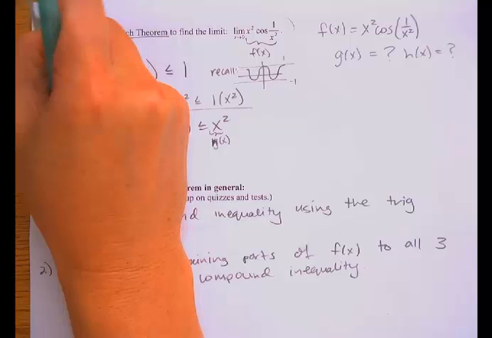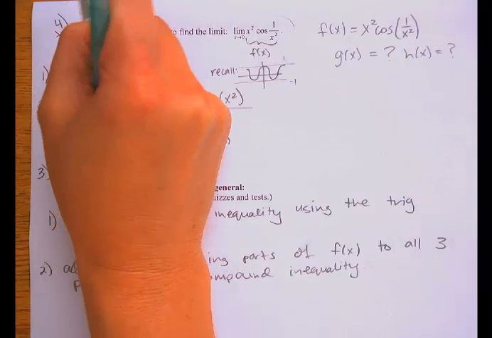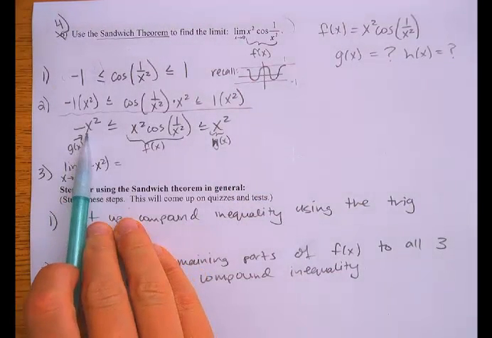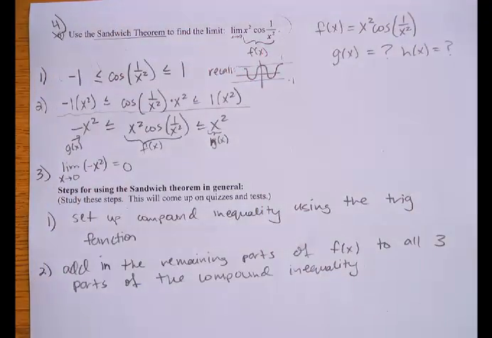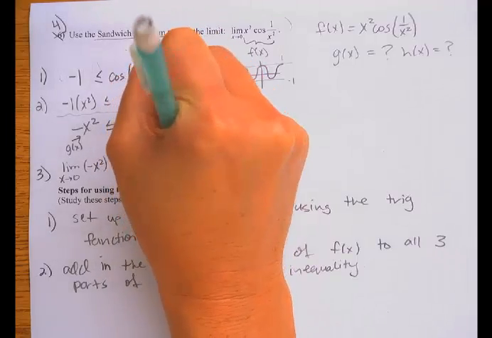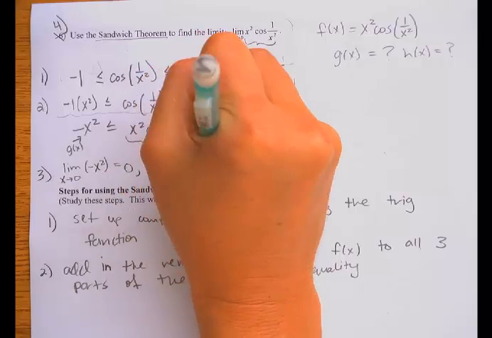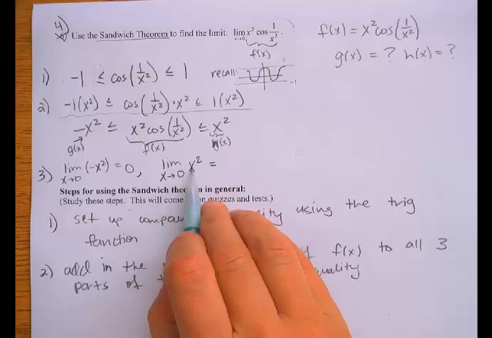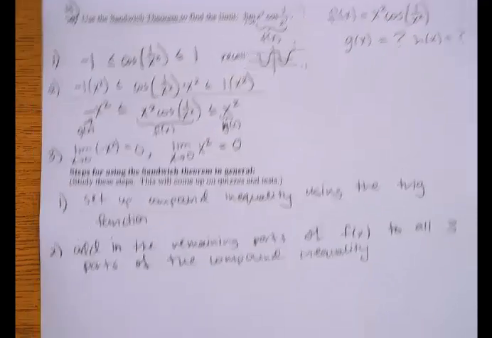So I'm going to take the limit as x approaches 0 of g of x, which was negative x squared. Now this is just a simple polynomial. It's just x to a power, so I can just plug 0 in there and I would get 0. And then I'm going to find the limit as x approaches 0 of h of x, which is x squared. Similarly, x squared is a polynomial. I would just substitute 0 in there, and my answer would be 0.